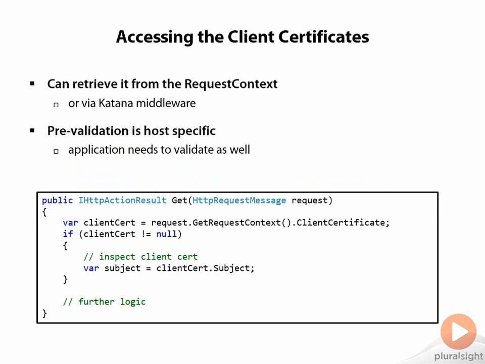How do you access a client certificate? Well, there's a property on the request context in Web API. That's how you can get access to a client certificate if present. And the code snippet here shows you how you would do it from inside a controller. So if that's all you need, you want to check for a cert, and if it's present, you want to inspect it. Remember, you need to validate the certificate as well. But yeah, that's how you can access it from the controller.